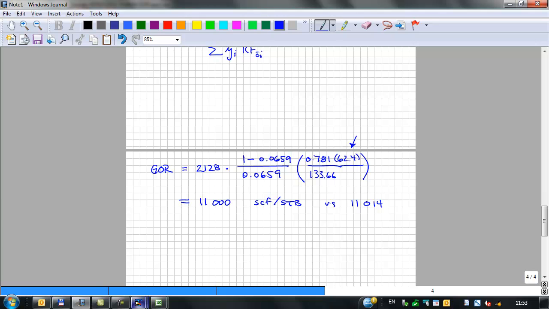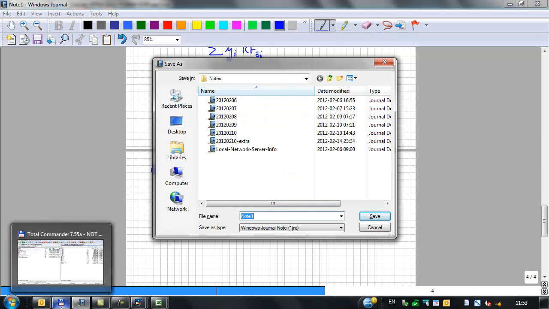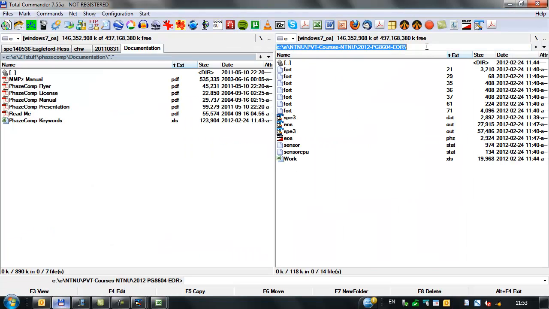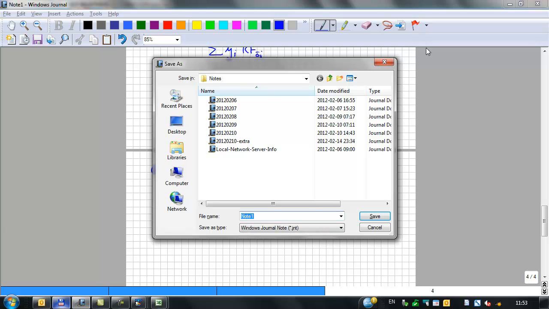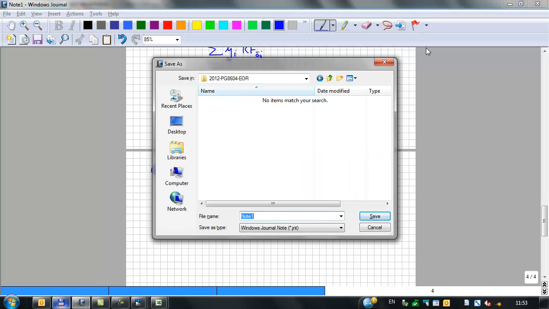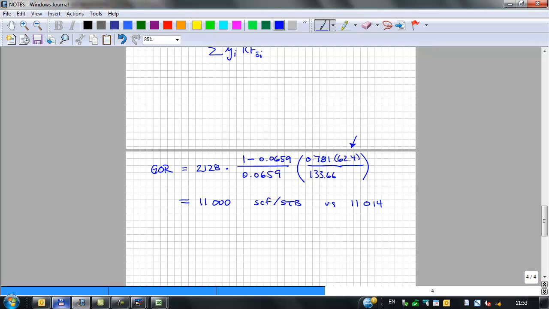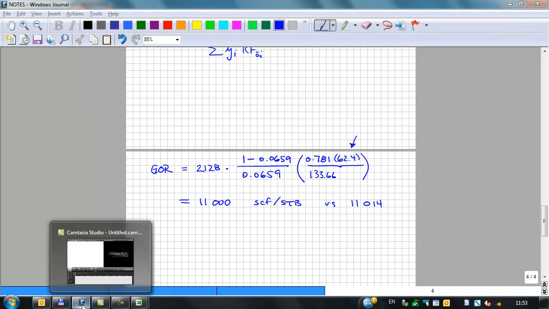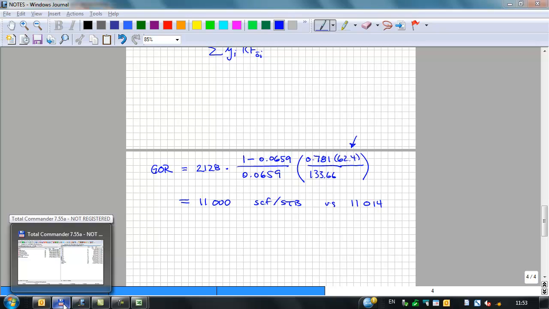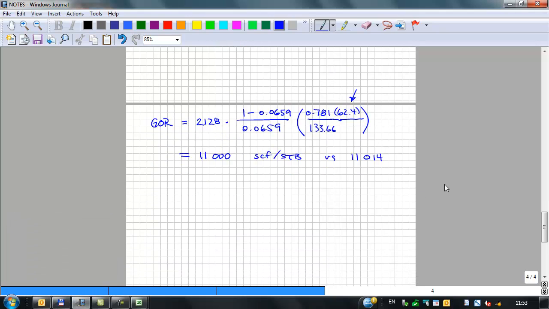Now we've got to see whether the recovery factors from the constant volume depletion match. Let's see here. Save this. Okay. So now we've got the recovery that we have to calculate. We can do that from these results. I'm going to close all of these windows here, and then we'll take a short break.